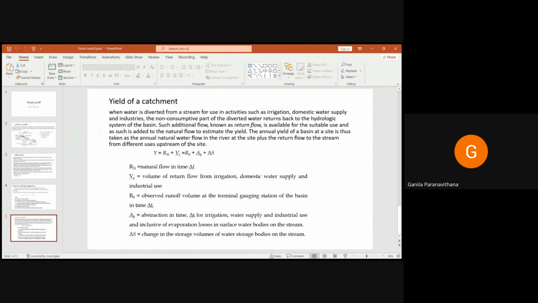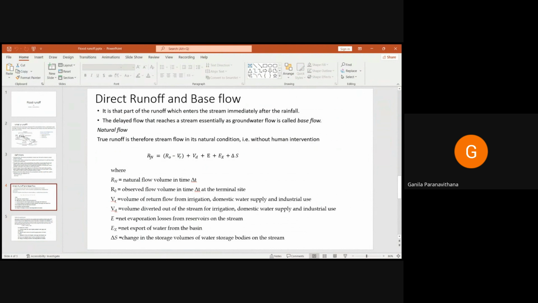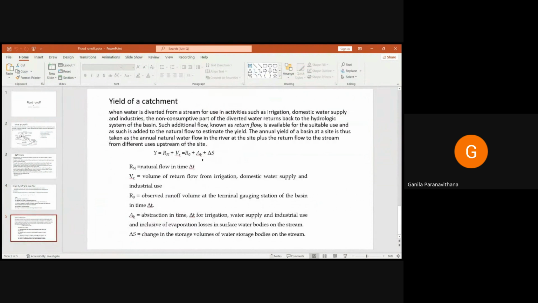Now let us talk about the yield. Here we were talking about Rn, right? You can see all others are additions except for the runoff from the irrigation, or the return flow from the irrigation water. But yield is the actual water that you yield out of a catchment. So you have to add VR to RNS.